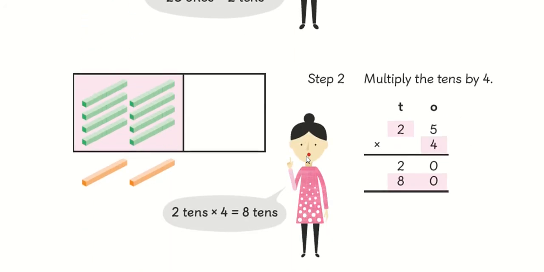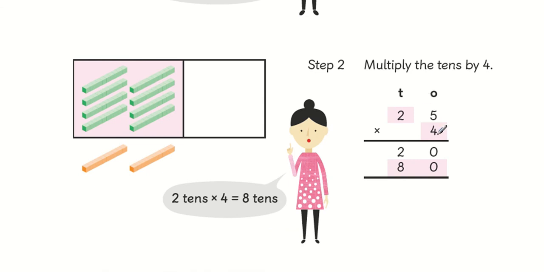Then step 2, we're multiplying the tens, so 4 times 20. If we're not sure of 4 times 20, we can do 4 times 2, which gives us 8, and then times that by 10. So we get 8 tens, which is 80. And we write it down here below.